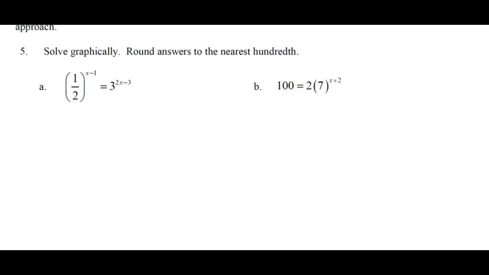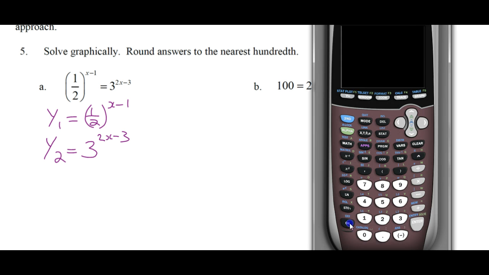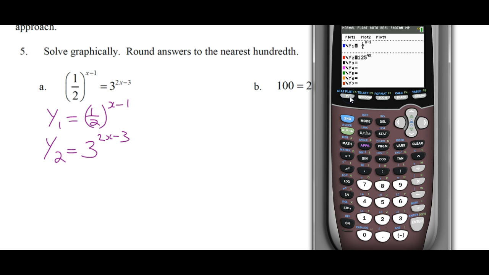So y1 is equal to 1/2 to the x minus 1. y2 is 3 to the 2x minus 3. Calculator. Go to y equals. I'm going to clear what's in there, so if you've got anything in there, clear it out. During the diploma or any quiz or test, if your calculator messes up and you get weird stuff, just reset it.